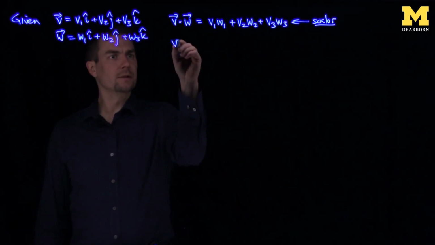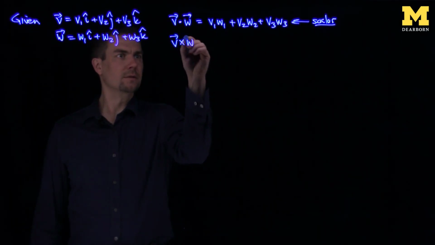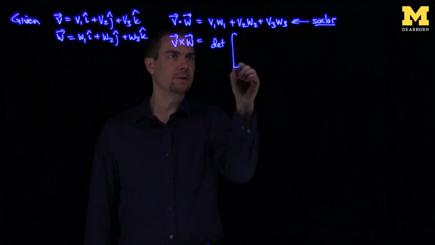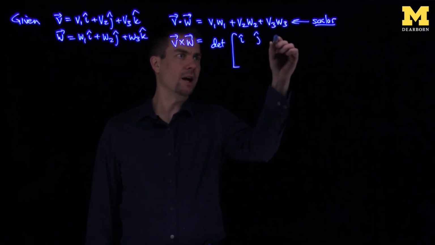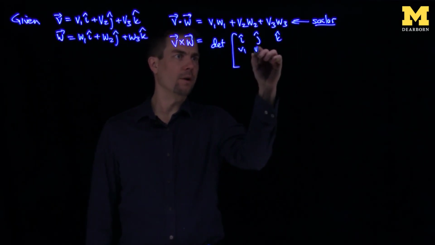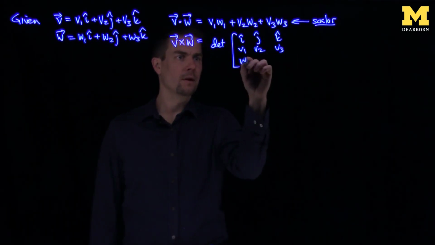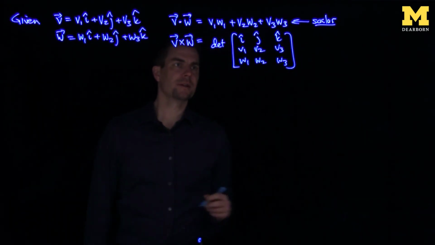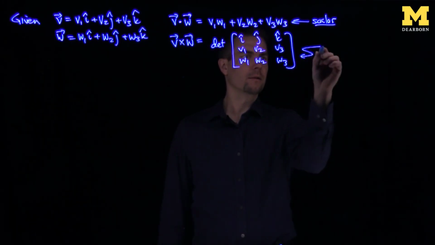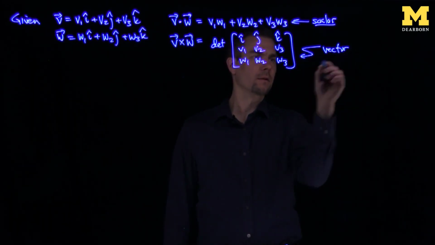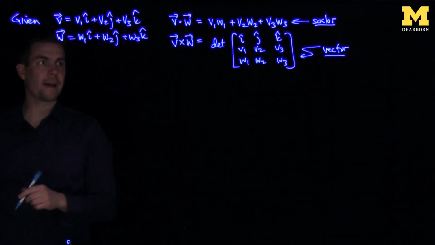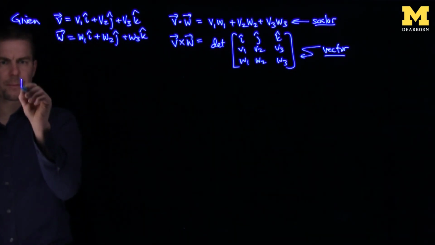The cross product of two vectors is computed by using this formula: the determinant of i, j, k, v1, v2, v3, w1, w2, w3. And this will be a vector quantity. So the dot product will output a scalar, the cross product will output a vector. So let's talk about some properties of the dot product.